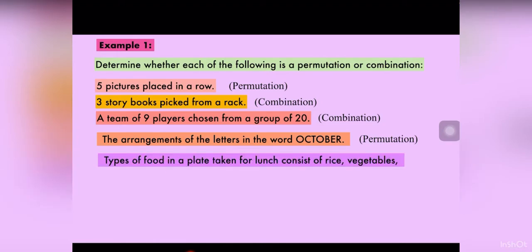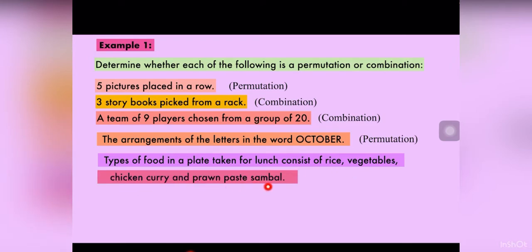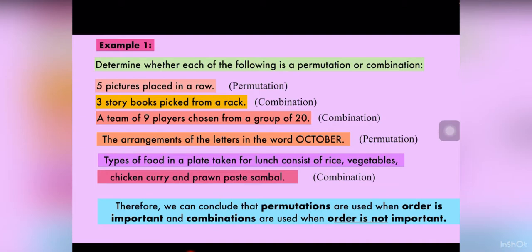Types of food in a plate taken for lunch consist of rice, vegetables, chicken curry, and prawn paste sambal. This must be combination because we don't arrange rice, vegetables, chicken curry, and prawn paste sambal in a plate. Therefore, we can conclude that permutations are used when order is important and combinations are used when order is not important.